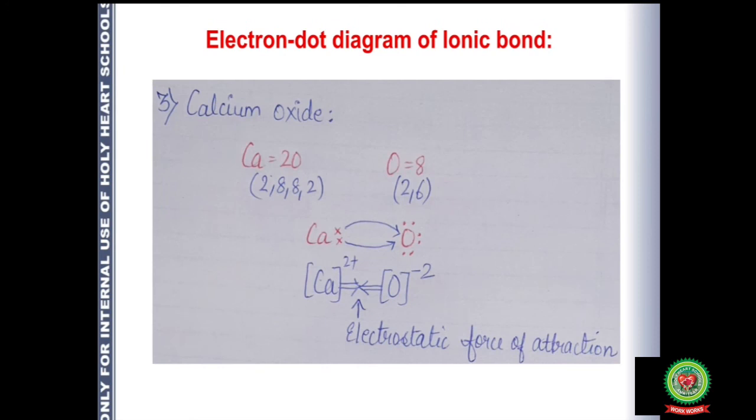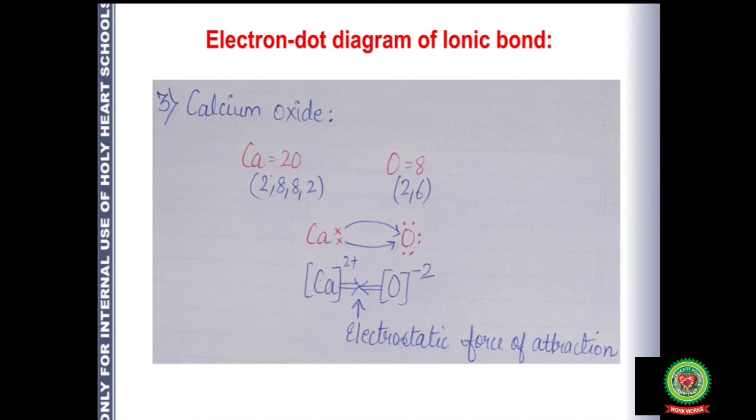The third example of electron dot diagram is calcium oxide. The formula of calcium oxide is CaO. Calcium's atomic number is 20, oxygen's atomic number is 8. So the configuration is 2,8,8,2. If it loses these 2 electrons, the outermost shell will have 8 electrons. So calcium loses 2 electrons. Similarly, oxygen has 6 electrons in its outermost shell, so it requires 2 electrons to complete its octet. So it gained those 2 electrons. So Ca2+ forms and oxygen gets 2-, and the force of attraction is electrostatic.